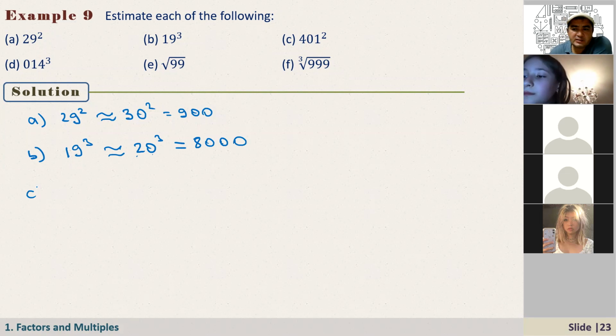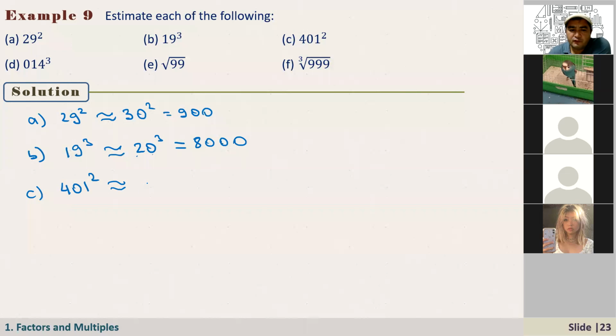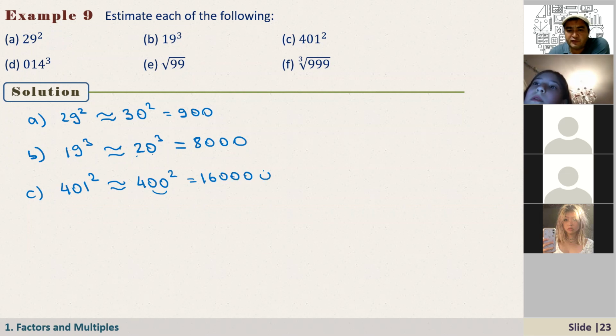Very good. How about C? Neil, this question is for you. How about 401 squared? Estimate. Maybe 400. Yes, very good. We just estimate 401 with 400, right? And what is 4 squared? It is 16. And here we have 100 squared, that is 1, 2, 3, 4 zeros. Because 100 squared is equal to 10,000, right? Yes.